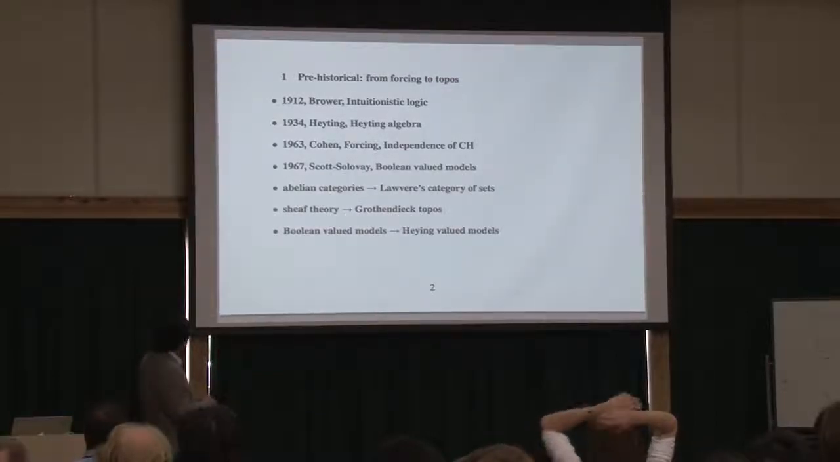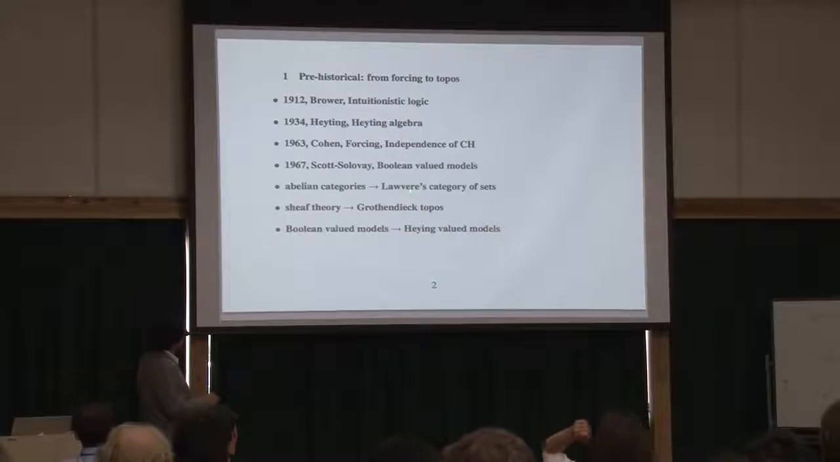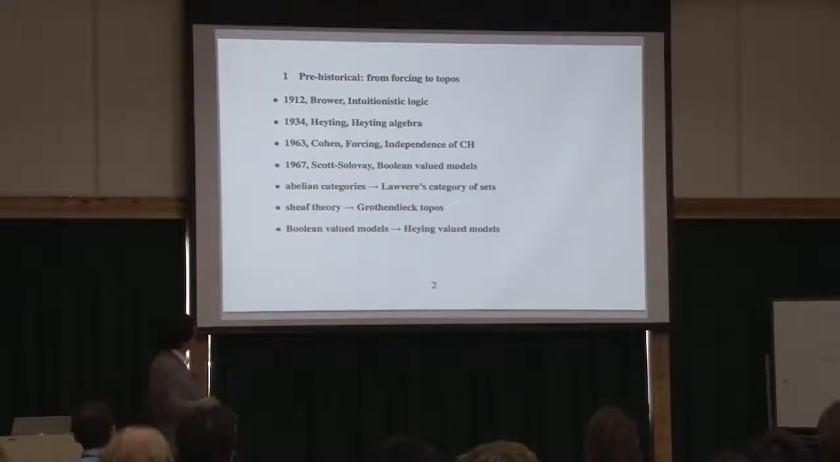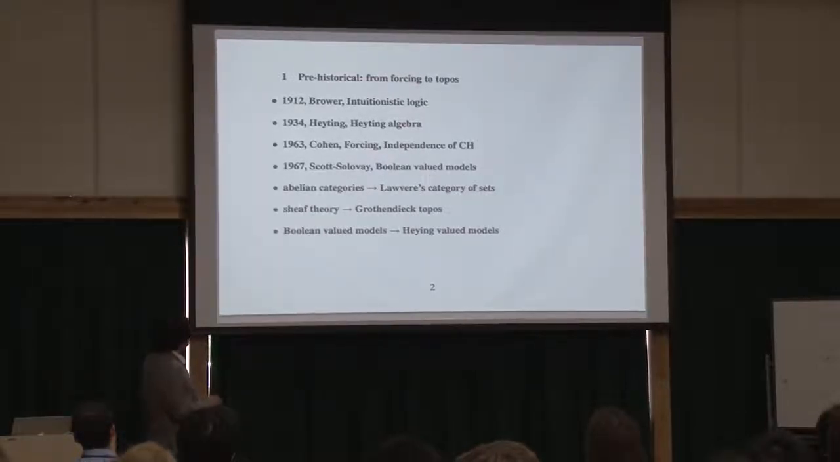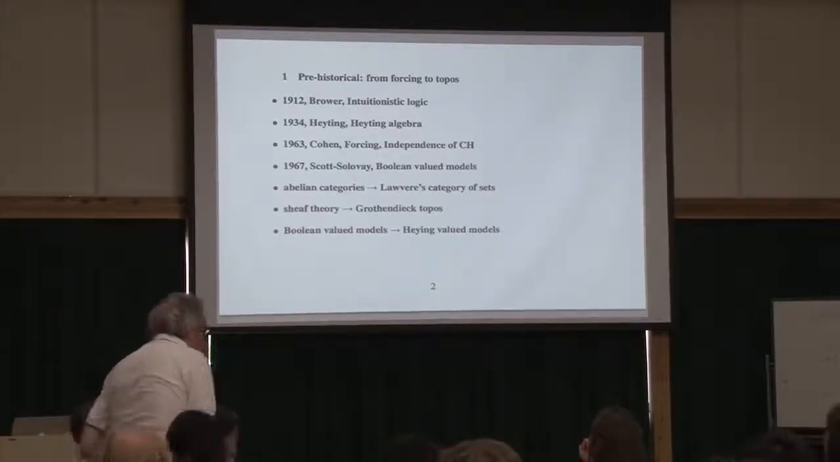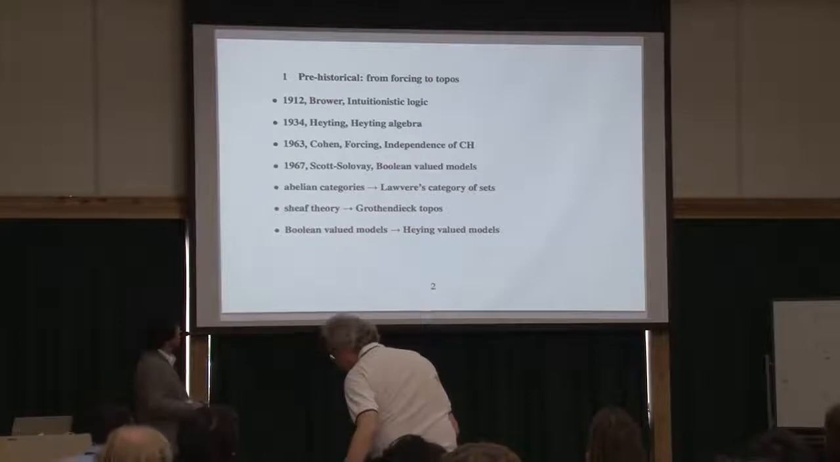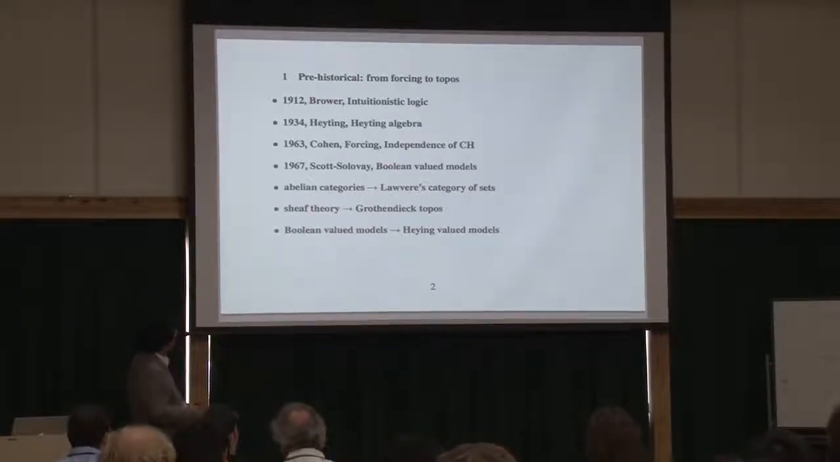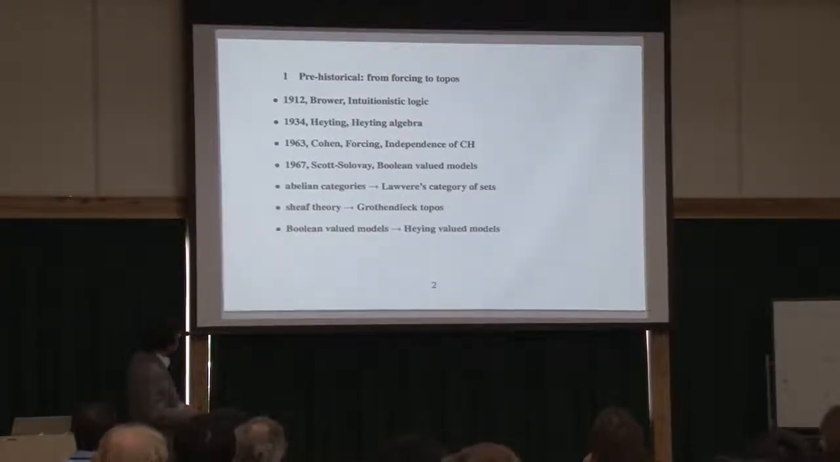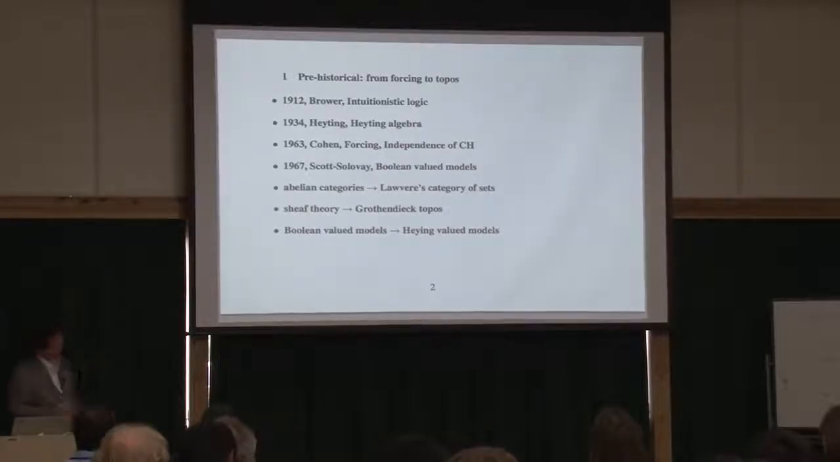One is abelian categories, inspired by Grothendieck's category theory. And then sheaf theory was already established in algebraic geometry, and Grothendieck topos is much more generalized and abstract. And then the Boolean valued models by Scott and Solovay can be easily generalized to a Heyting setting instead of Boolean algebra. So those methods unified sheaf theory, category theory, and set theory or forcing.